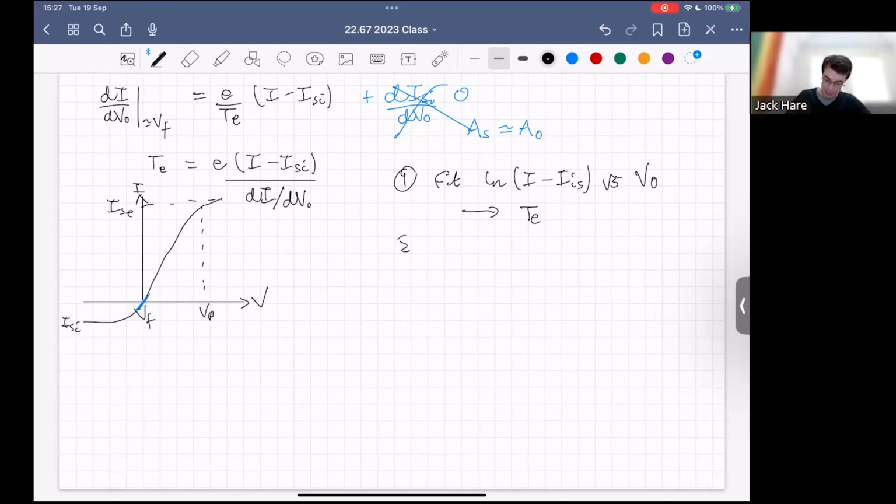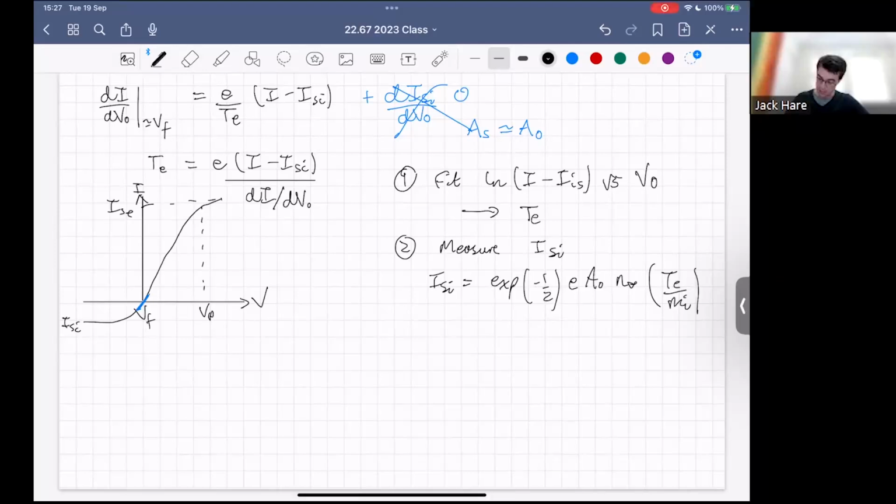And then once we've got the electron temperature, we can measure the ion saturation as well. And we know that the ion saturation current is equal to exp(-1/2) e A0 n∞ (Te/mi)^(1/2). We've just measured Te from this, so now we can measure density. So we need to measure the slope here, and we need to measure the ion saturation current.